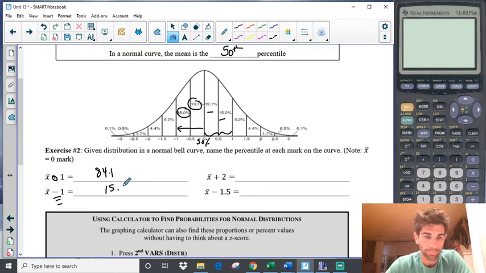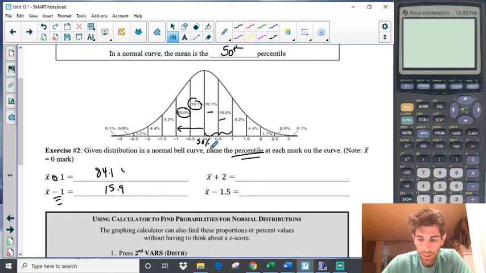15.9%, or I shouldn't say percent, I should say the 84th percentile, 15.9th percentile. Okay, these represent the percentiles.